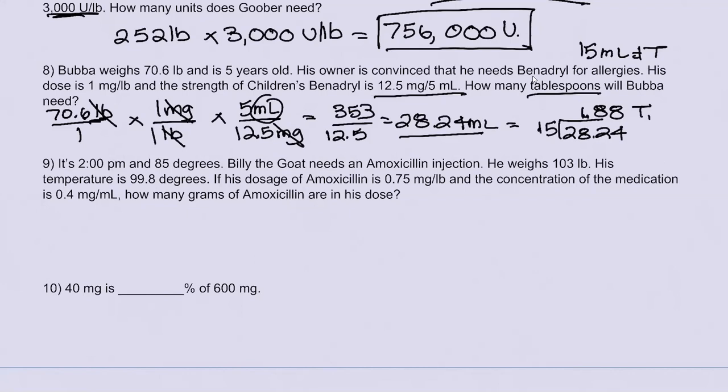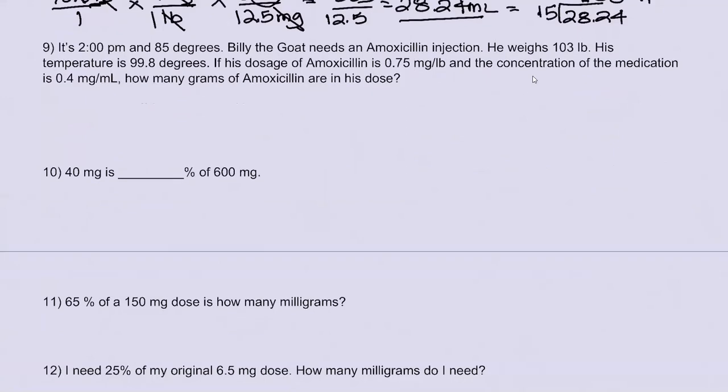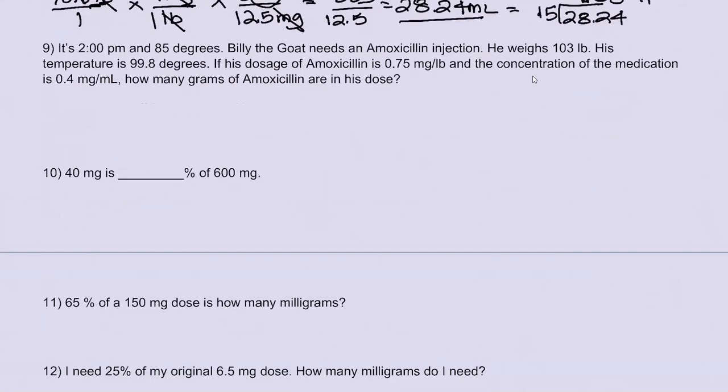All right, number 9. This one has a lot of numbers. It's 2 o'clock, 85 degrees out. Billy the goat needs an amoxicillin. He weighs 103 pounds. His temperature is 99.8 degrees. His dosage of amoxicillin is 0.75 megs per pound, and the concentration is 0.4 megs per mil. How many grams of amoxicillin are in his dose? There is a lot of information on here. Let's go back and see what they really want. They want to know how many grams of amoxicillin.